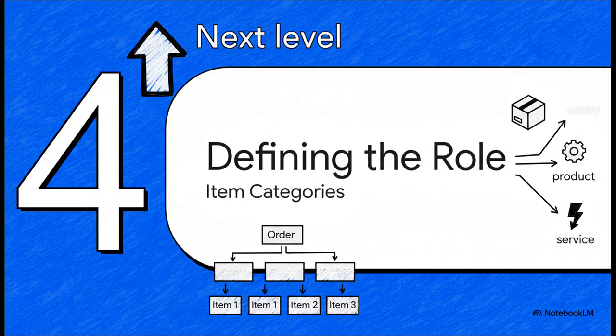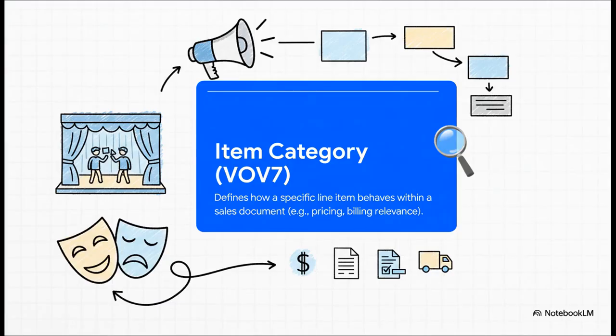Okay, so the document type is our director, running the whole show. But let's drill down another level. Because what about the individual products on the order? The system needs to know how to handle each of those too. And that is the job of the item category. So if the document type is the director, the item category tells each actor, each line item, what its role is. You set this up in transaction VOV7, and it controls the behavior for every single line.